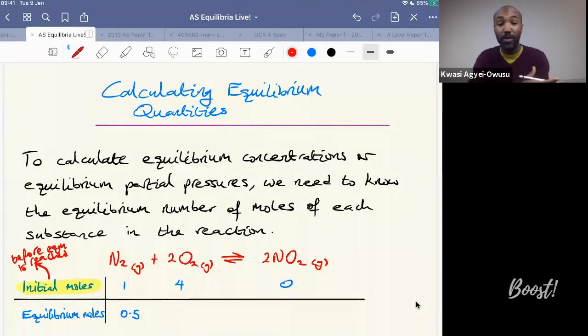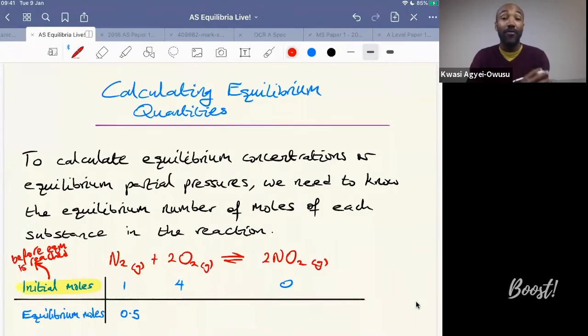Okay, so that's what we've got at the start. We've got 1 mole of nitrogen gas. We've got 4 moles of oxygen gas, so oxygen is clearly in excess here. And we've got 0 moles of nitrogen dioxide. So our starting conditions are 1 mole of nitrogen, 4 moles of oxygen, and no nitrogen dioxide.